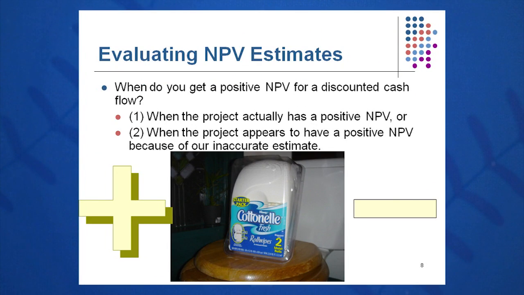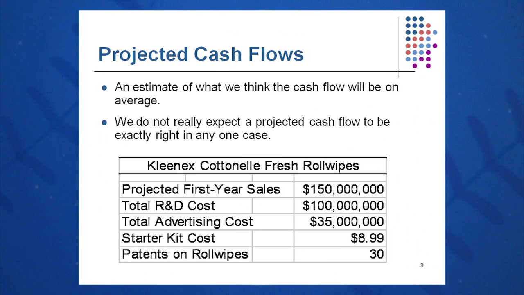So when do you get a positive NPV for discounted cash flow? Well, A, when it actually is a positive NPV, or B, when it appears to have positive NPV because of our inaccurate estimates. And what we try to do is we try to estimate what we think the cash flow will be in a particular year on average, but it's not going to be exactly right.